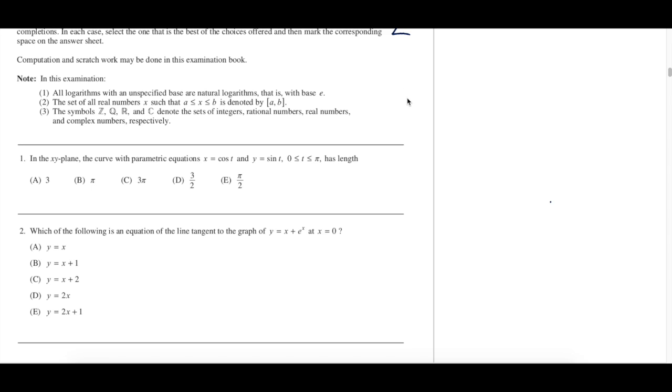Welcome to GRE subject test. In this video, we are going to do problem number 1 and 2. So let's start. For the first problem, we actually need to find the arc length from 0 to pi.